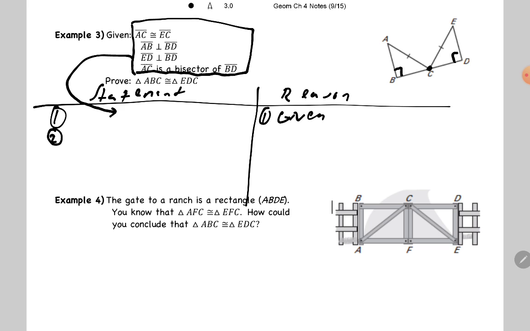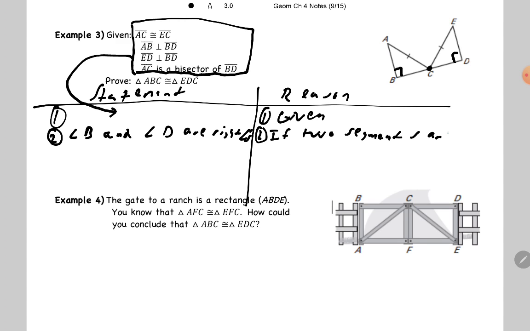Alright, 2. I said those angle B and angle D become right angles. Angle B and angle D are right angles. The reason: if two segments are perpendicular, then they intersect to form right angles.